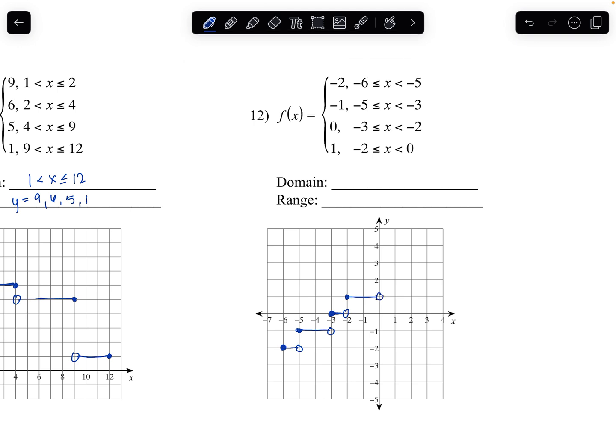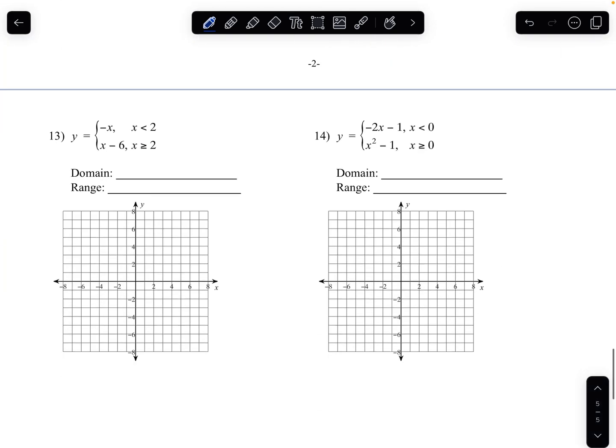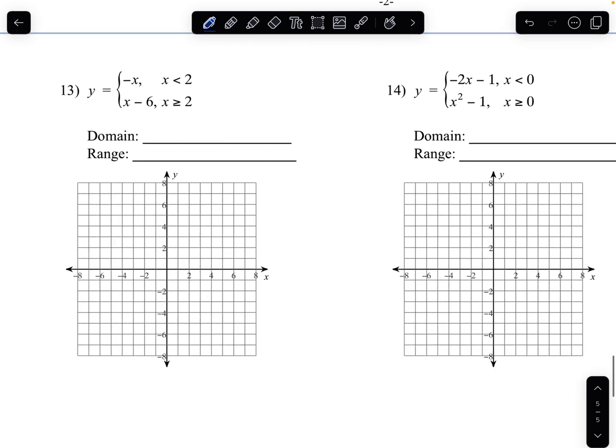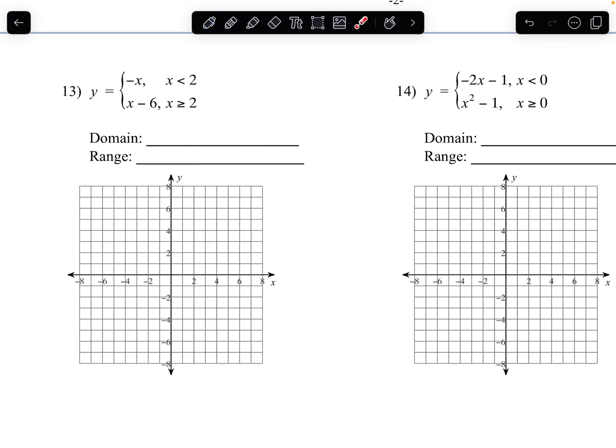And then our domain is going to be from -6 less than or equal to x, and that's going to be less than 0. And we'll say y is equal to -2, -1, 0, and 1. Okay, alright, for this last page right here, these are not step functions, they're just piecewise functions.